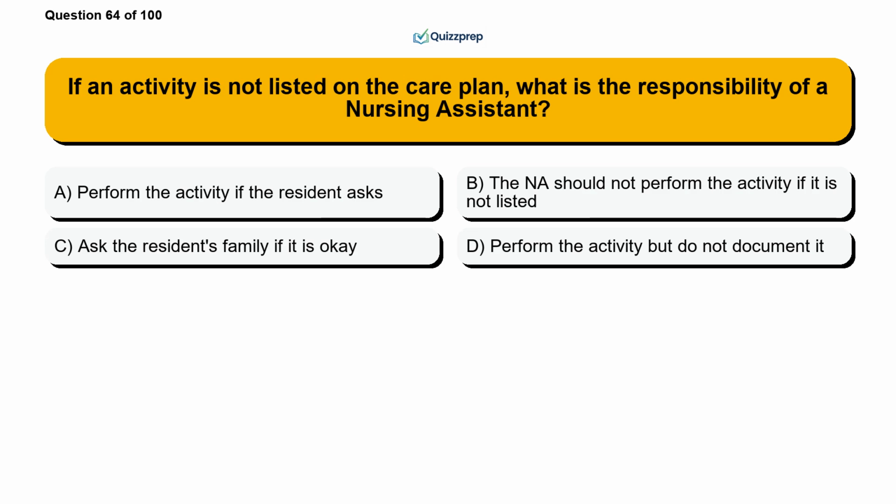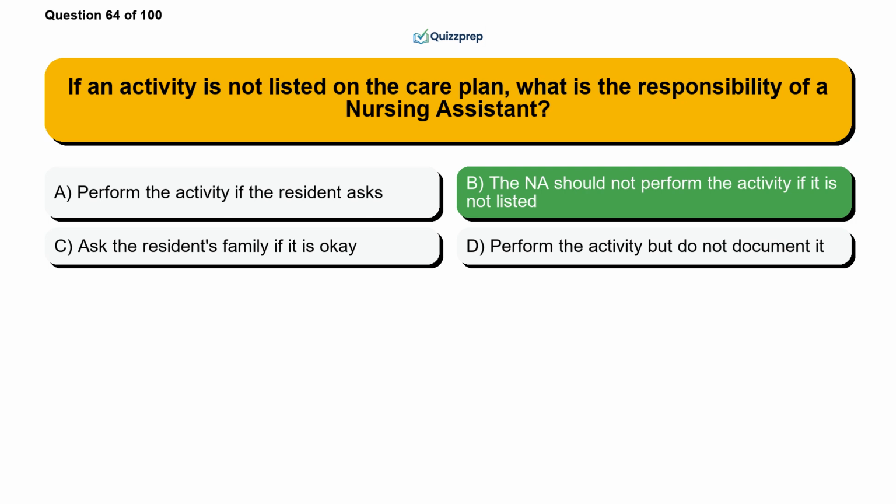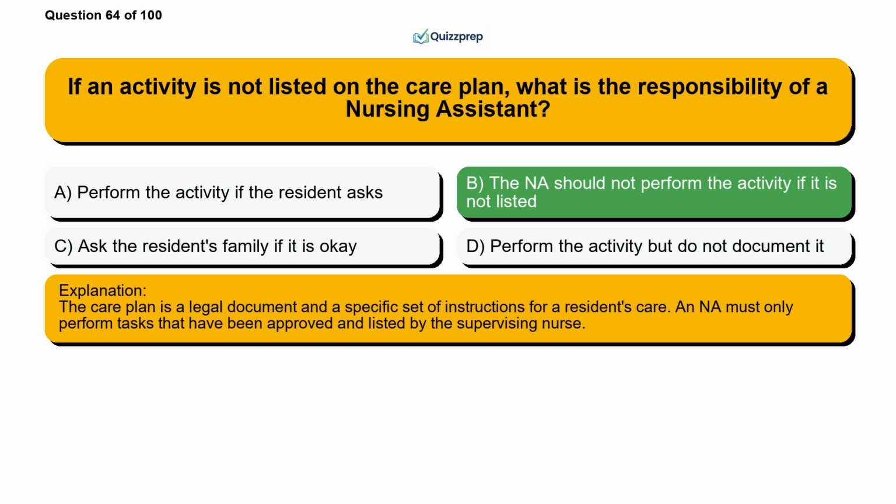Question 64. If an activity is not listed on the care plan, what is the responsibility of a nursing assistant? Option A, perform the activity if the resident asks. Option B, the NA should not perform the activity if it is not listed. Option C, ask the resident's family if it is okay. Option D, perform the activity but do not document it. The correct answer is option B, the NA should not perform the activity if it is not listed. The care plan is a legal document and a specific set of instructions for a resident's care, and NA must only perform tasks that have been approved and listed by the supervising nurse.